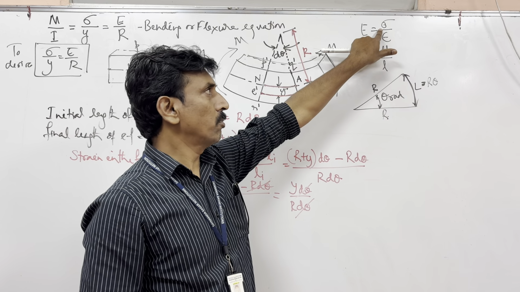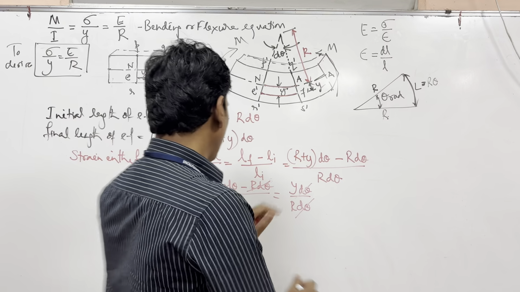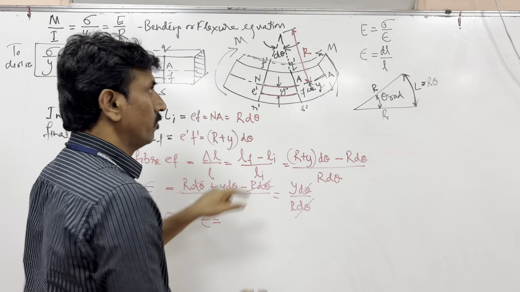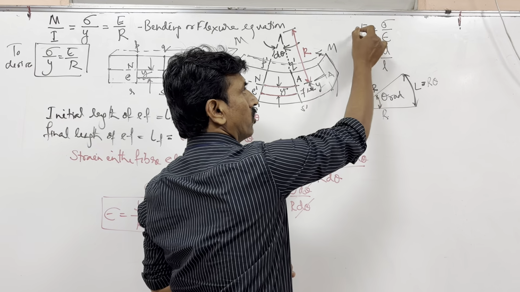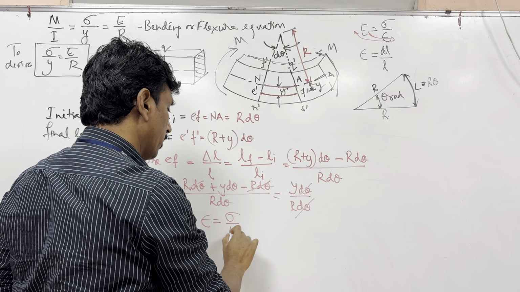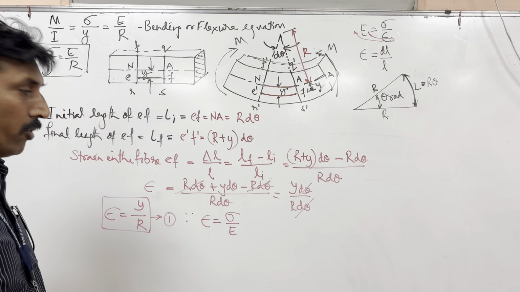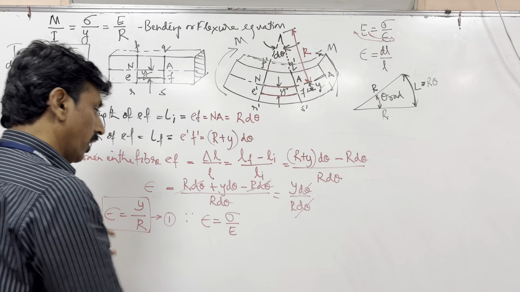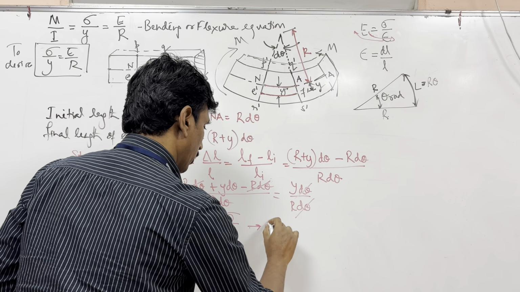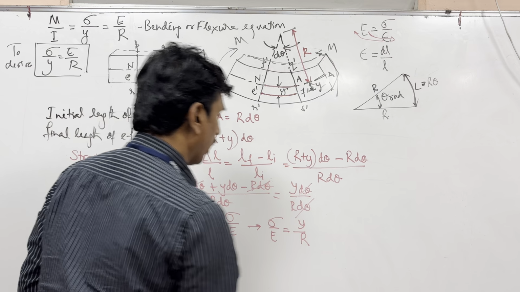We know Young's modulus is equal to stress by strain. So what is strain now? As per this equation, if I rewrite it, strain is equal to what? If I bring this strain here, then I can send this Young's modulus there. Now what does it become? It is sigma divided by E. Since strain is equal to sigma divided by E, I can replace this part here. So this becomes sigma by E is equal to y by R.